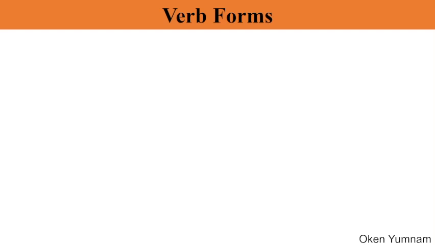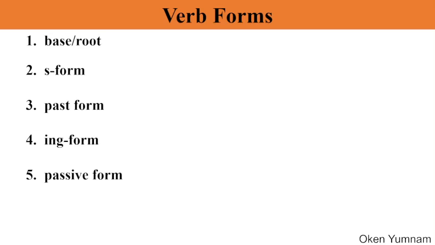So let's see how many forms of verbs there are in general in English. There are 5 forms: base, sometimes called root; S form, sometimes called third person singular form; past form; then ing form, also termed present participle; and passive form, which is also called past participle. Let's see, identify them.